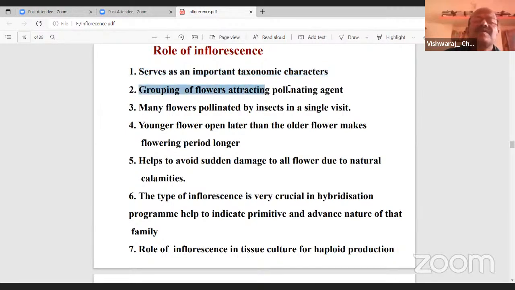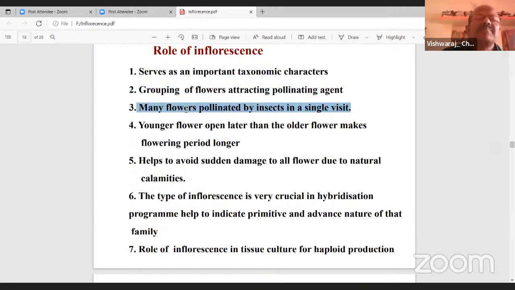Second function or role, grouping of flowers attracts pollinating agents. In an inflorescence, there is not only a single flower but a group of flowers, and this group easily attracts pollinating agents, insects and animals. They are attracted to the group of flowers and pollination takes place.